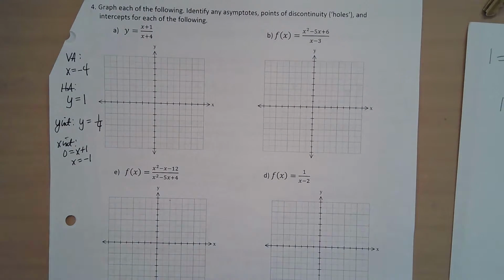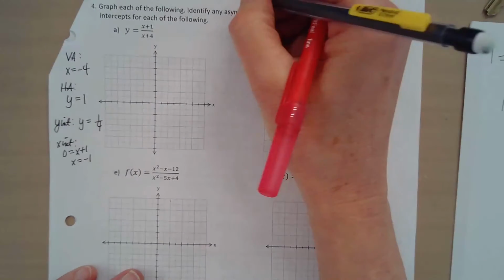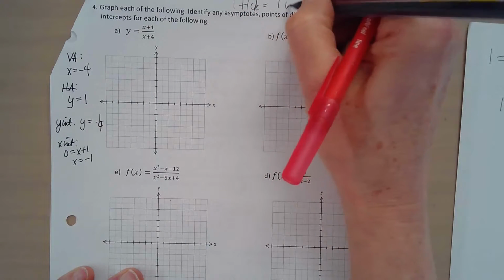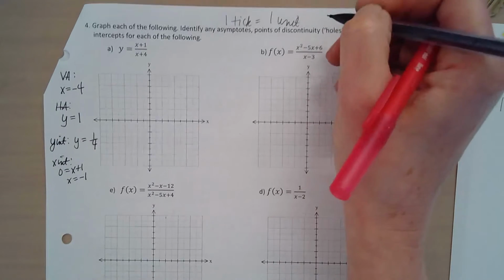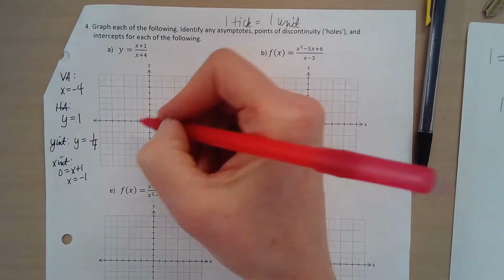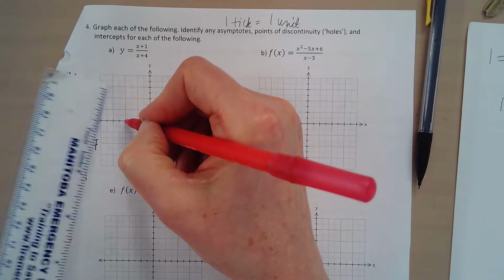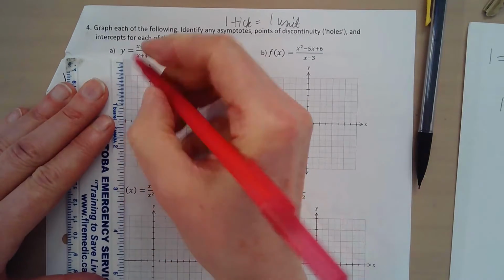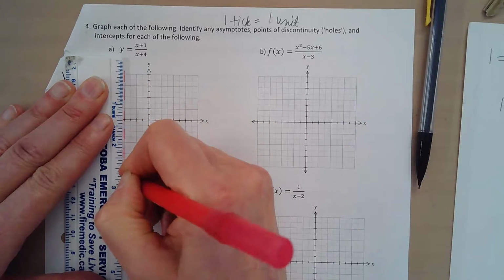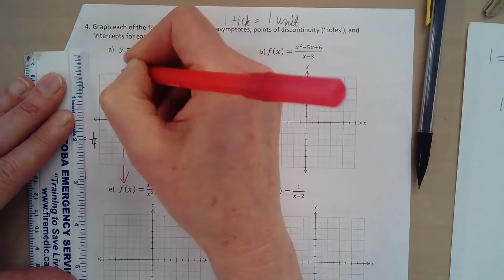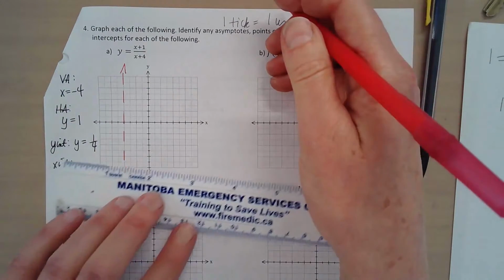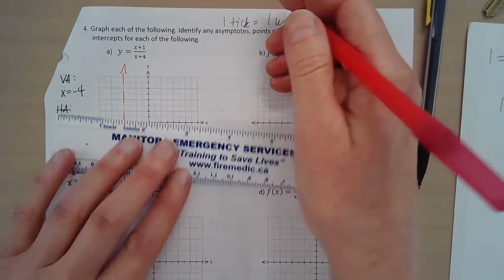Pick my pen up. And I'm just going to say for the record, for this whole paper, 1 tick equals 1 unit. I think that's probably going to be good enough for us. If I have to change my scale, I'll make a note of it on the individual graph. Okay, 1, 2, 3, 4. There's my vertical asymptote. Dotted line, you have to show, it doesn't have to be in red pen, but it has to be a dotted line. And then at 1.